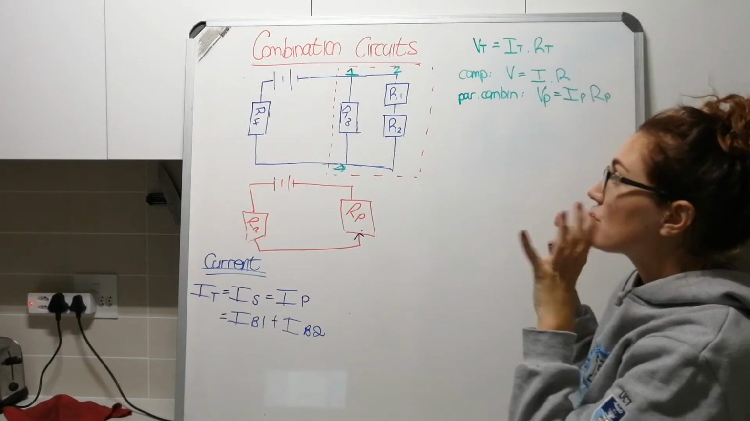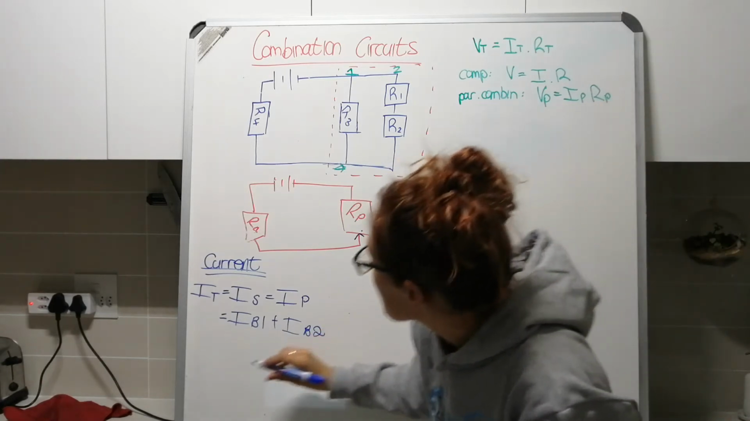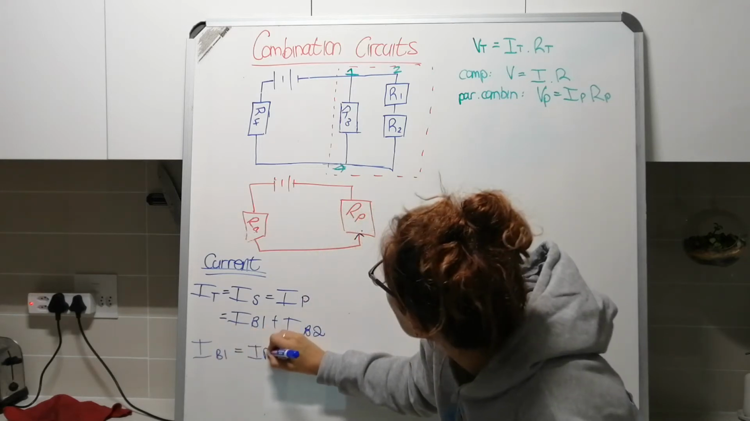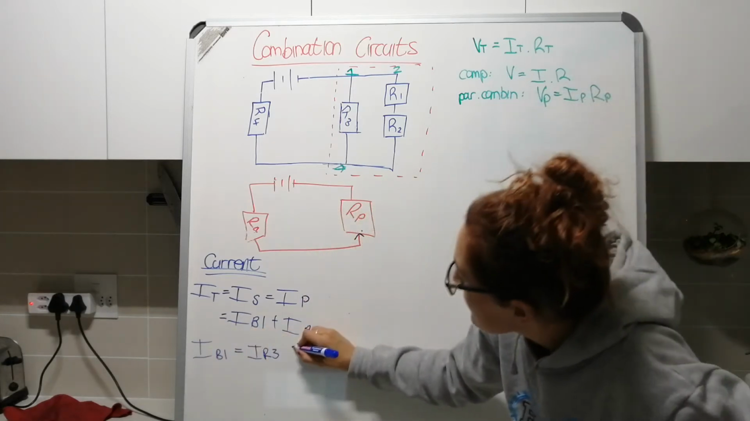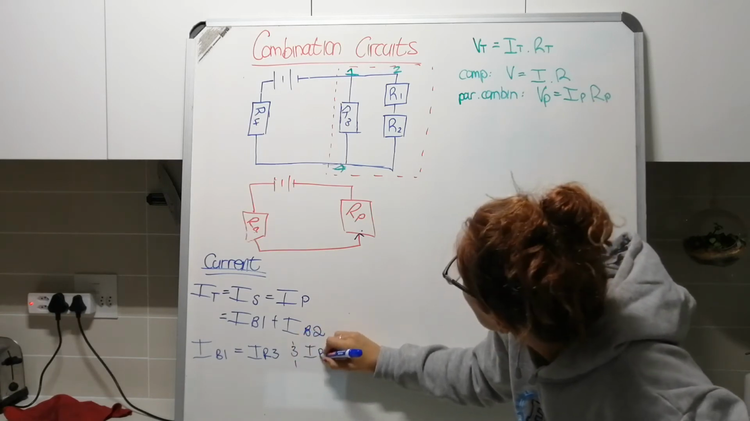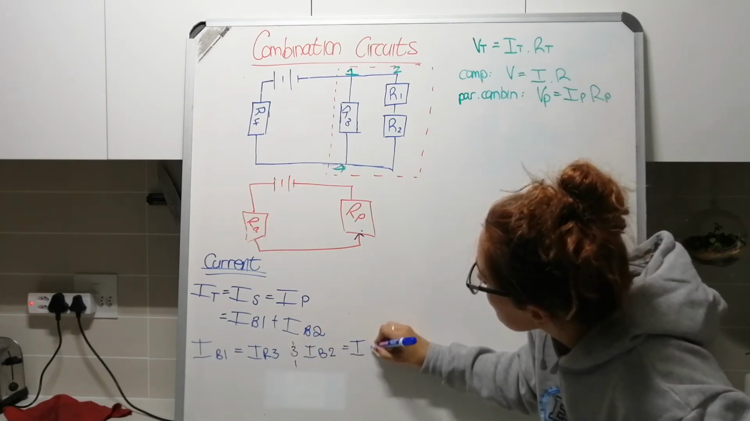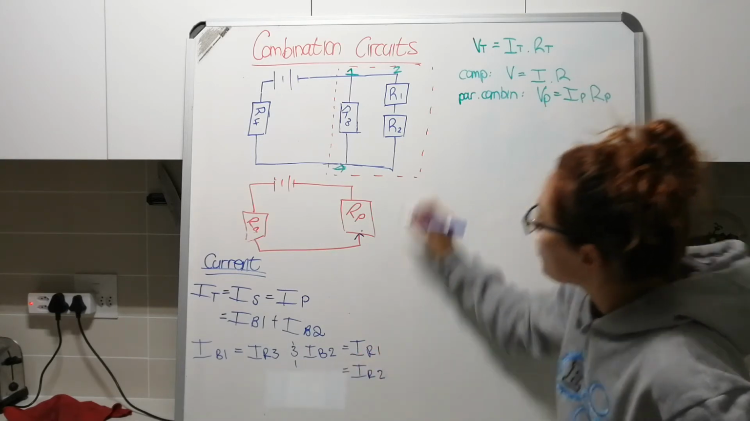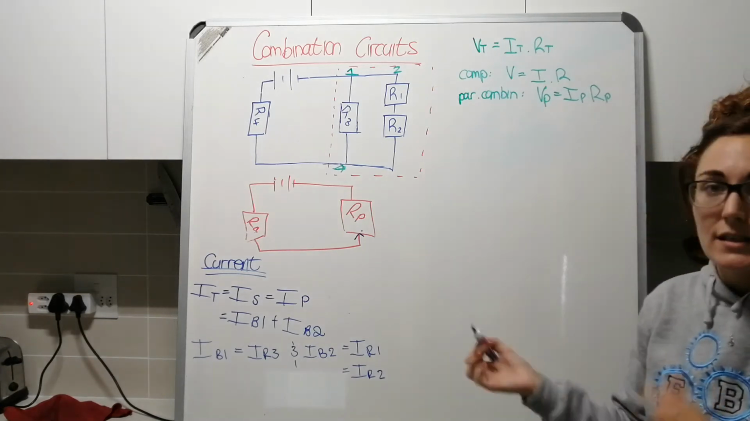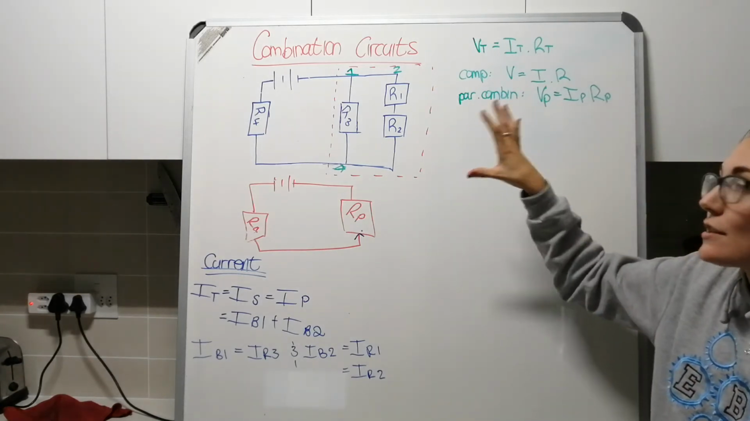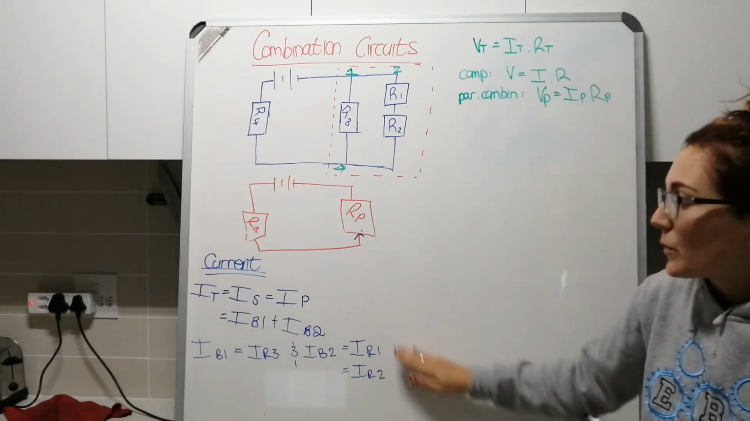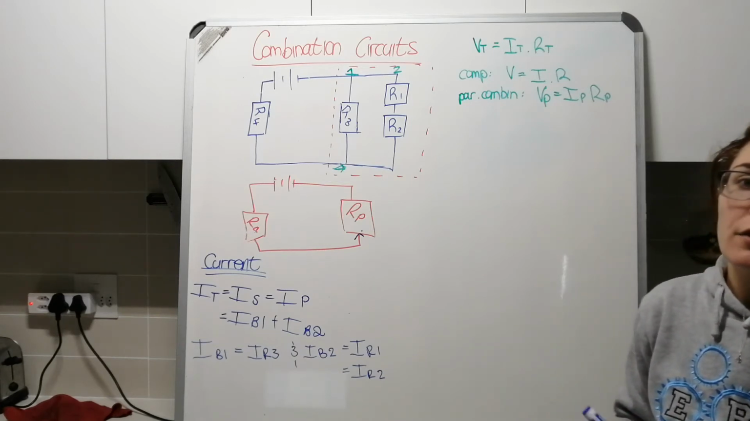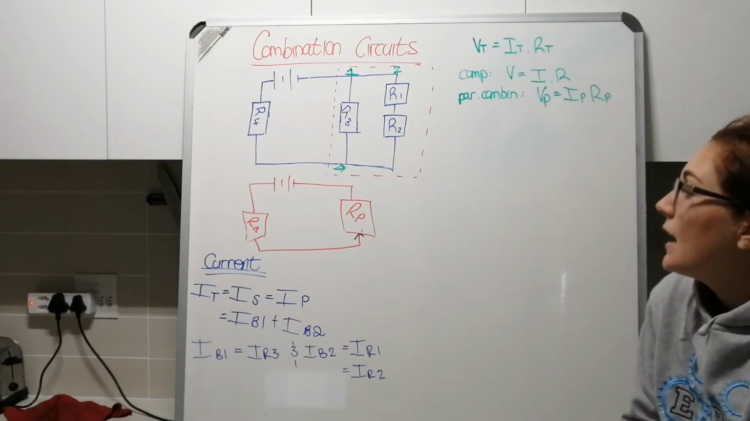Now, if we were interested in just what's going on in the individual branches, we could say that the current in branch 1 is equal to the current going through resistor 3, and the current in branch 2 is equal to the current going through resistor 1, which is equal to the current going through resistor 2, because resistors 1 and 2 are in series with each other. So you need to look at your scenario and break it down the way I have here. It's not always going to be exactly the same.